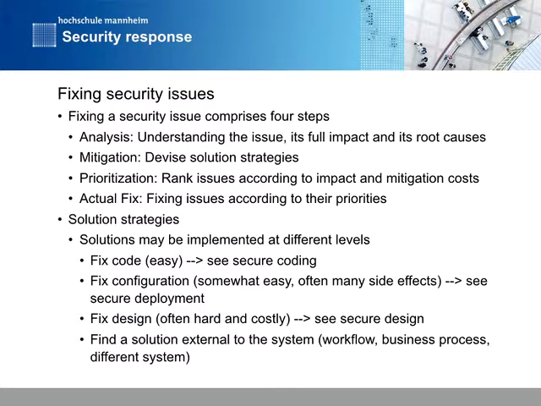So first, fixing. Fixing comprises 4 steps. You need to understand the issue, the impact and the root cause. You need to have mitigation, so solutions for the problem. You need to prioritize. Maybe in the small company you're working in, there's only one issue per year, so you don't need to prioritize. But if you're in a big organization, like, I don't know, an SME producing 20 products, then you may have to prioritize for handling the issues. Whom are you going to save first?